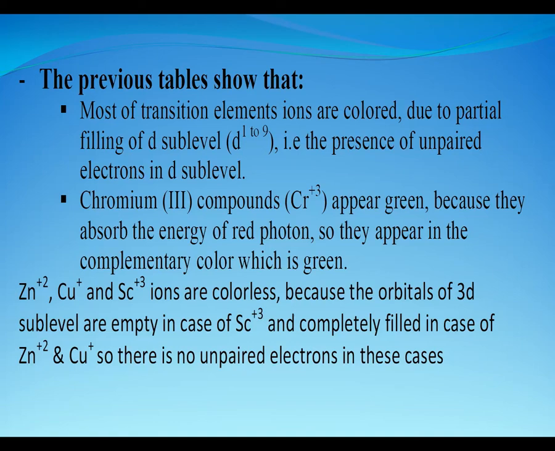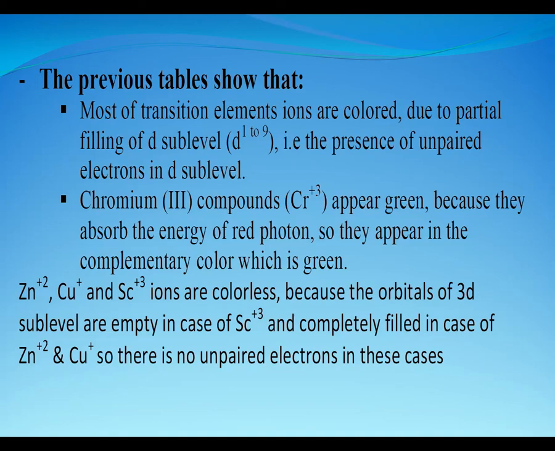From the previous table, we get that most transition element ions are colored. This is due to the partial filling of the d sublevel, d from 1 to 10, so the presence of unpaired electrons in the d sublevel. Chromium 3+ compounds appear green because of the absorption of the energy of red photons, so the energy appears in the complementary color, which is green.